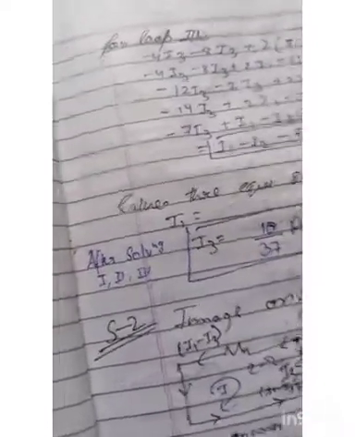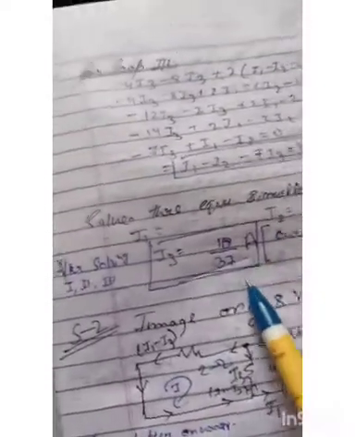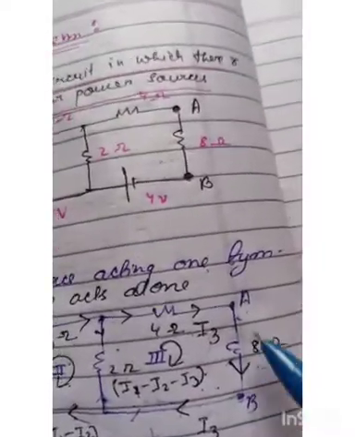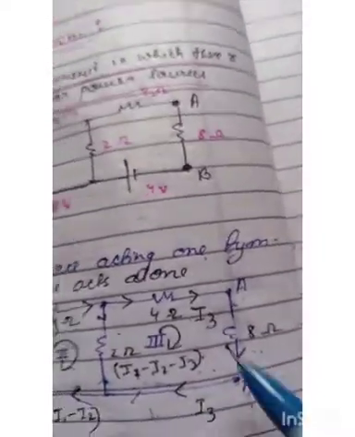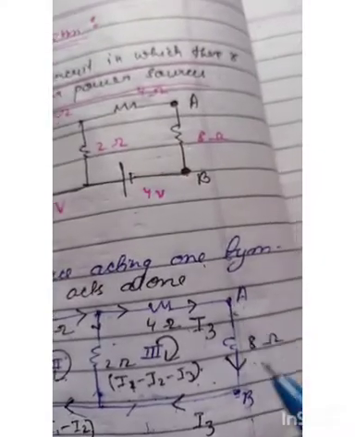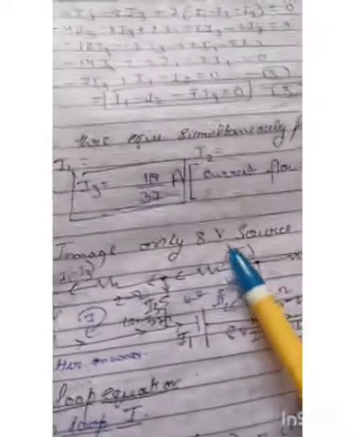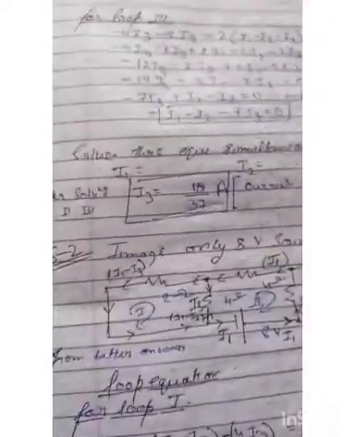Now, after solving equation 1, equation 2 and equation 3, we get the value of I3 as 10 by 37 ampere, and I3 is flowing through A to B in direction. Next step: we will now imagine that only the 8 volt source acts alone.